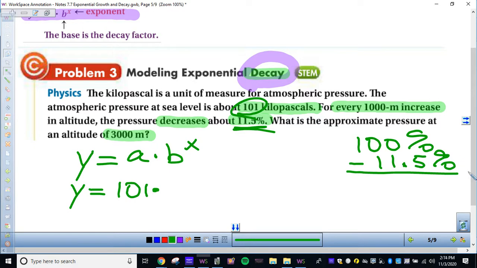So as I said before, in these problems, you can't mix percents and numbers. You have to switch it to a decimal, so it's numbers and numbers when you do it. When I do 100 minus 11.5, I get 88.5%. Okay, and then to switch it from a percent to a decimal, I can either move it twice to the left or divide by 100.